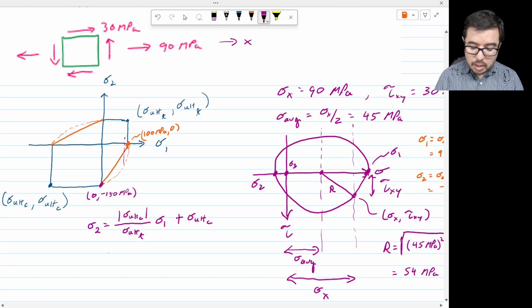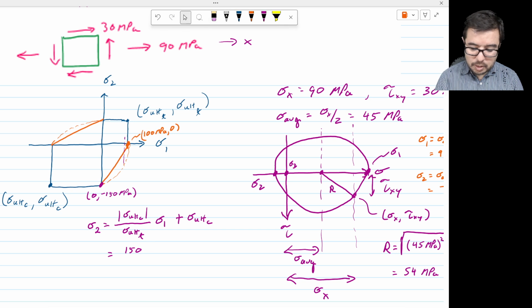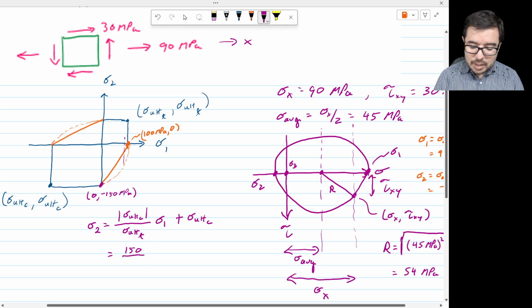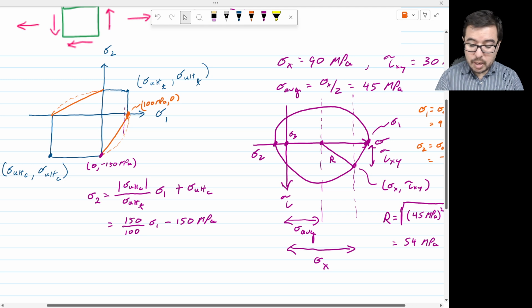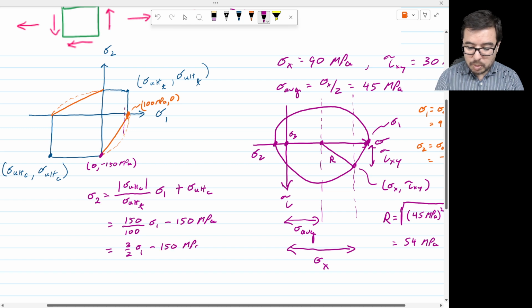So the line that we get is going to be 150 megapascals, and forgive me, I'm going to say that the units cancel out, divided by the sigma ultimate tension, so 100 sigma 1, and then this ultimate tensile, that means minus 150 megapascals. Okay, so that's the line, and this is essentially just 3/2 sigma 1 minus 150 megapascals.